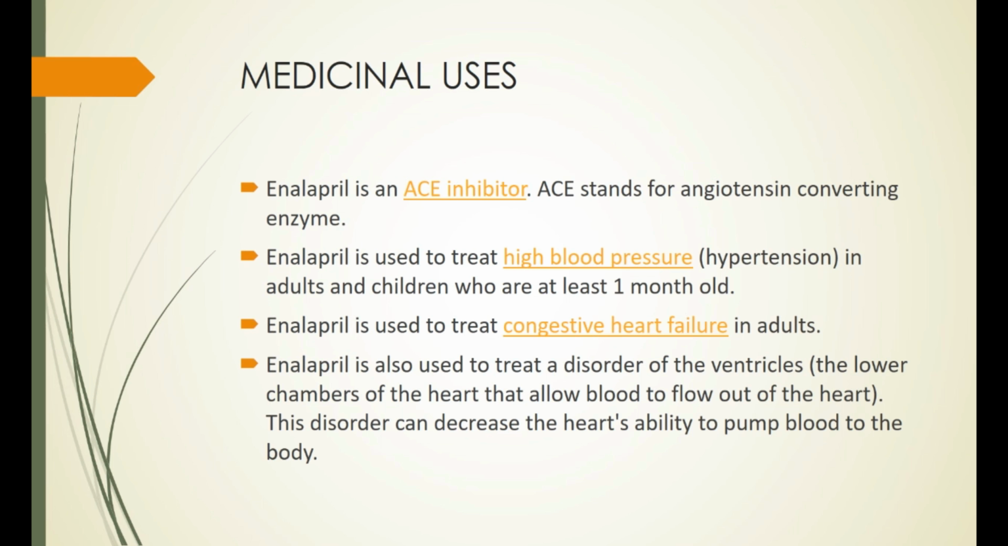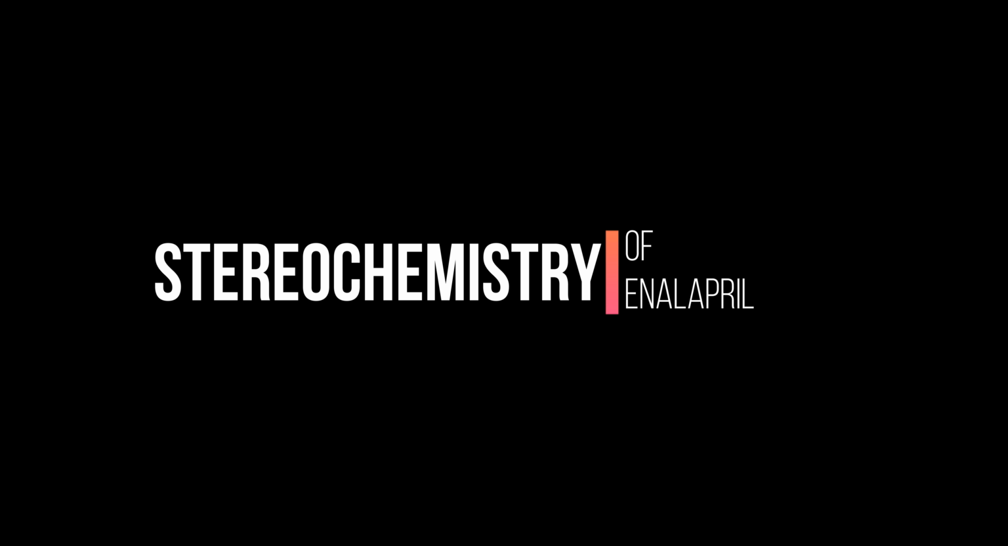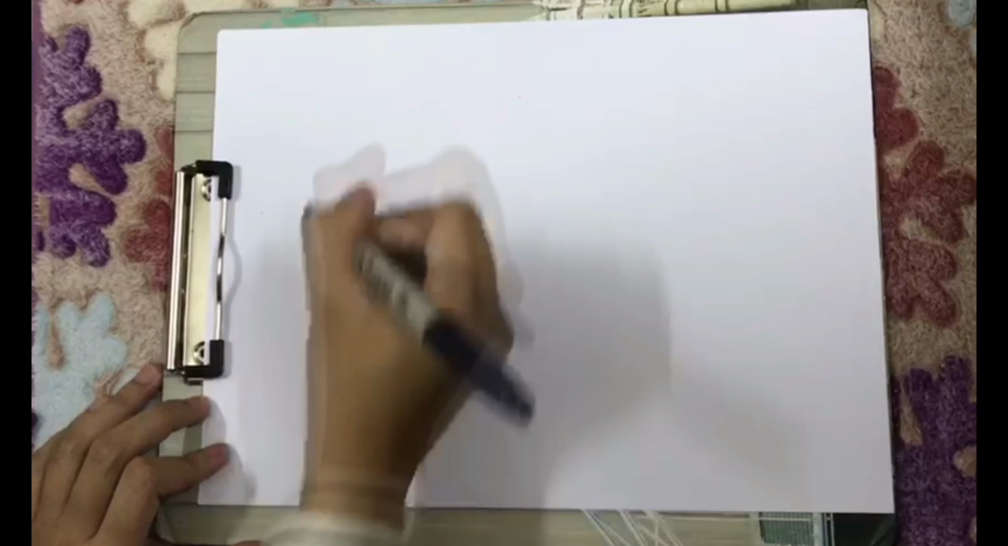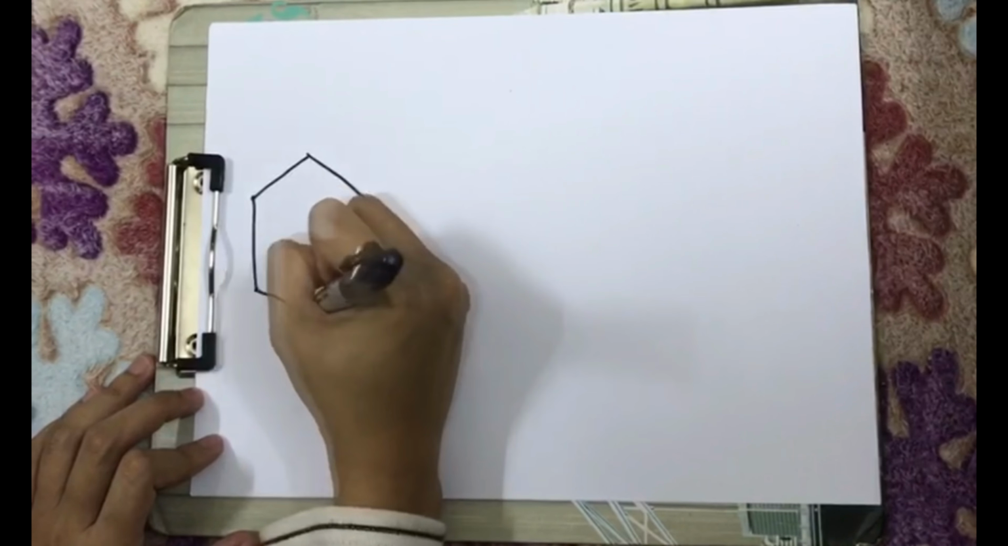Enalapril is an ACE inhibitor, which is angiotensin converting enzyme, and works by relaxing blood vessels so that blood can flow more easily. This medication may also be used to help protect the kidneys from harm due to diabetes. Enalapril is also used to treat a disorder of the ventricle, the lower chambers of the heart that allow blood to flow out of the heart. This disorder can decrease the heart's ability to pump blood to the body. This is the structure of Enalapril.